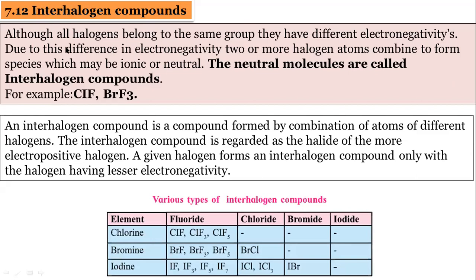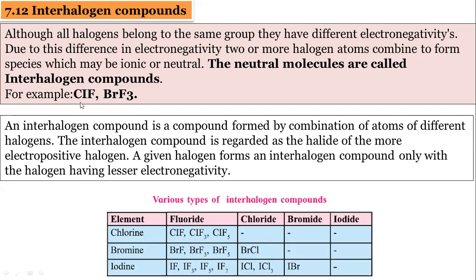So all the halogens belong to group number 17. Though they belong to group 17, they have some capacity to form interhalogen compounds due to the difference in electronegativity. Because the electronegativity of fluorine, chlorine, bromine, iodine is different, they can combine with each other. So due to the difference in electronegativity, two or more halogen atoms combine to form a species which may be ionic or neutral. The neutral molecules are called interhalogen compounds.